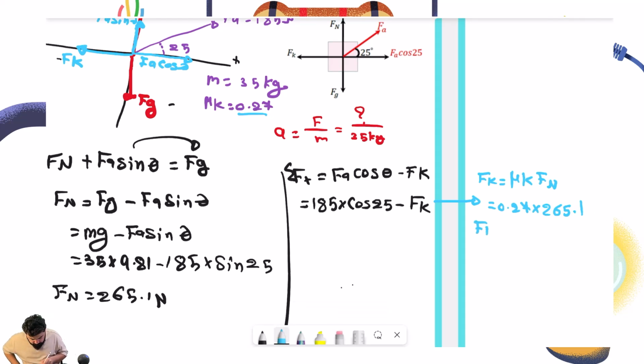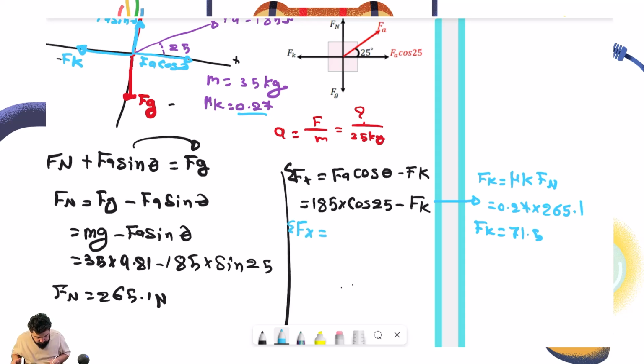Now if you calculate Fk, you should get 71.5. Let's make sure: 0.27 times 265.1. Yeah, we get 71.55. I have written the results so I don't have to waste time always checking them.